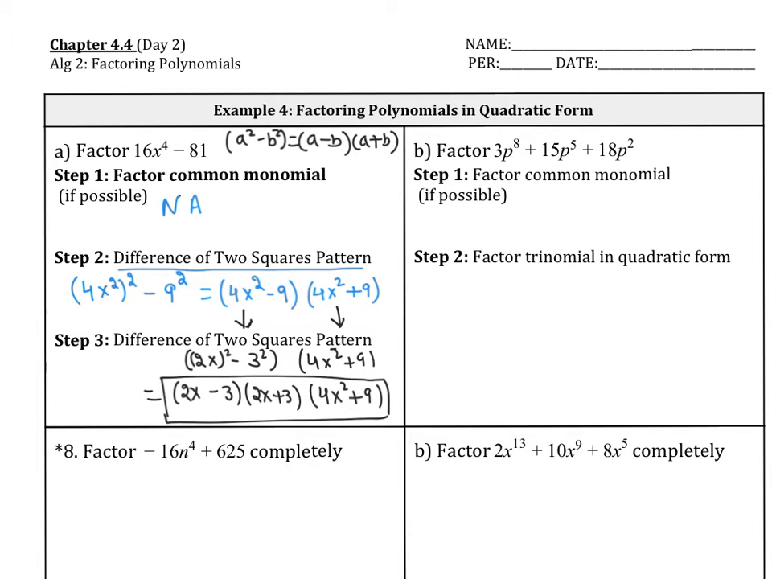Next we have 3p to the 8 plus 15p to the 5 plus 18p squared. And we can see that here we have a common monomial, and that is 3p squared, because p squared is present everywhere and 3 is also a factor of every term. So divide this by 3p squared, 3p squared and 3p squared. So factor out the common monomial 3p squared. Inside you're going to get p to the 6 plus 5p to the third plus 6.